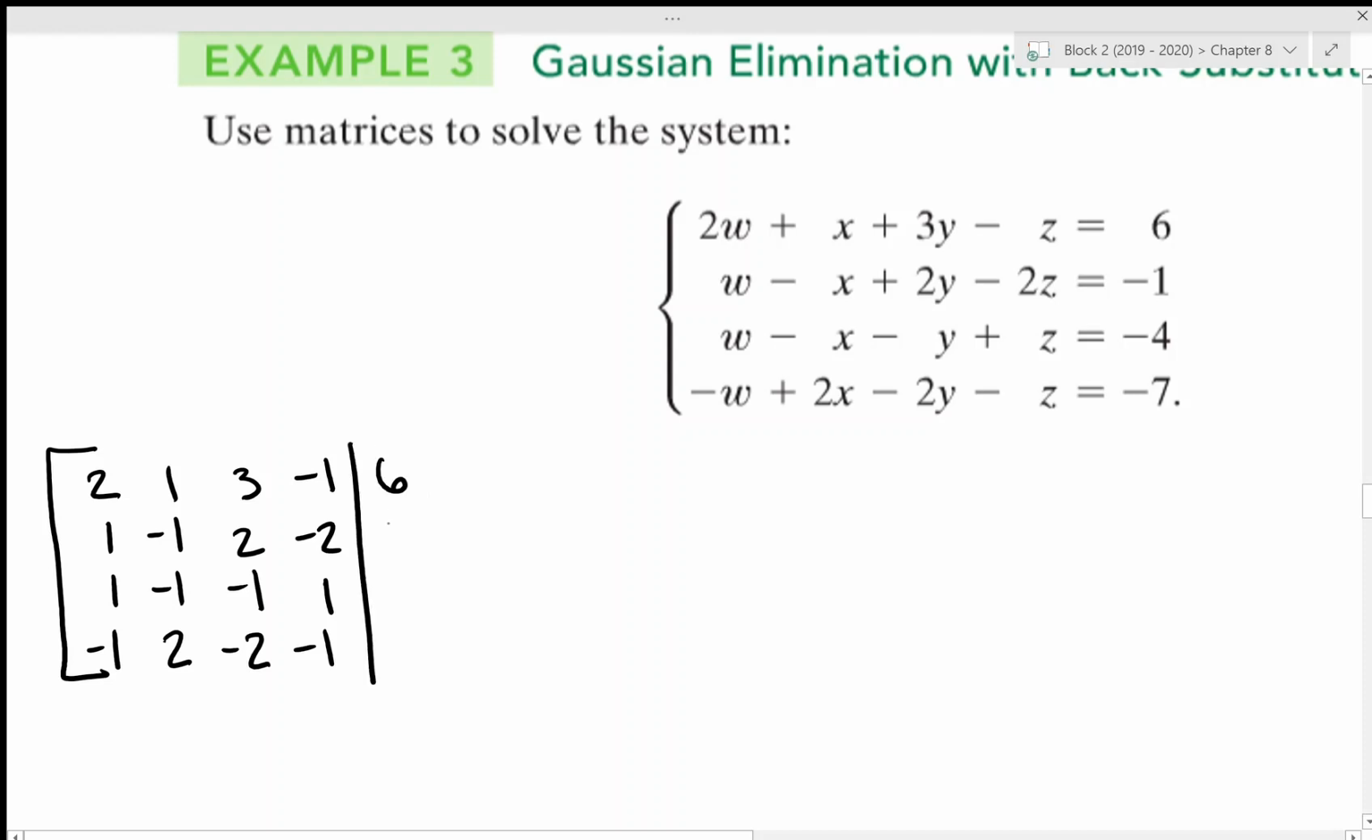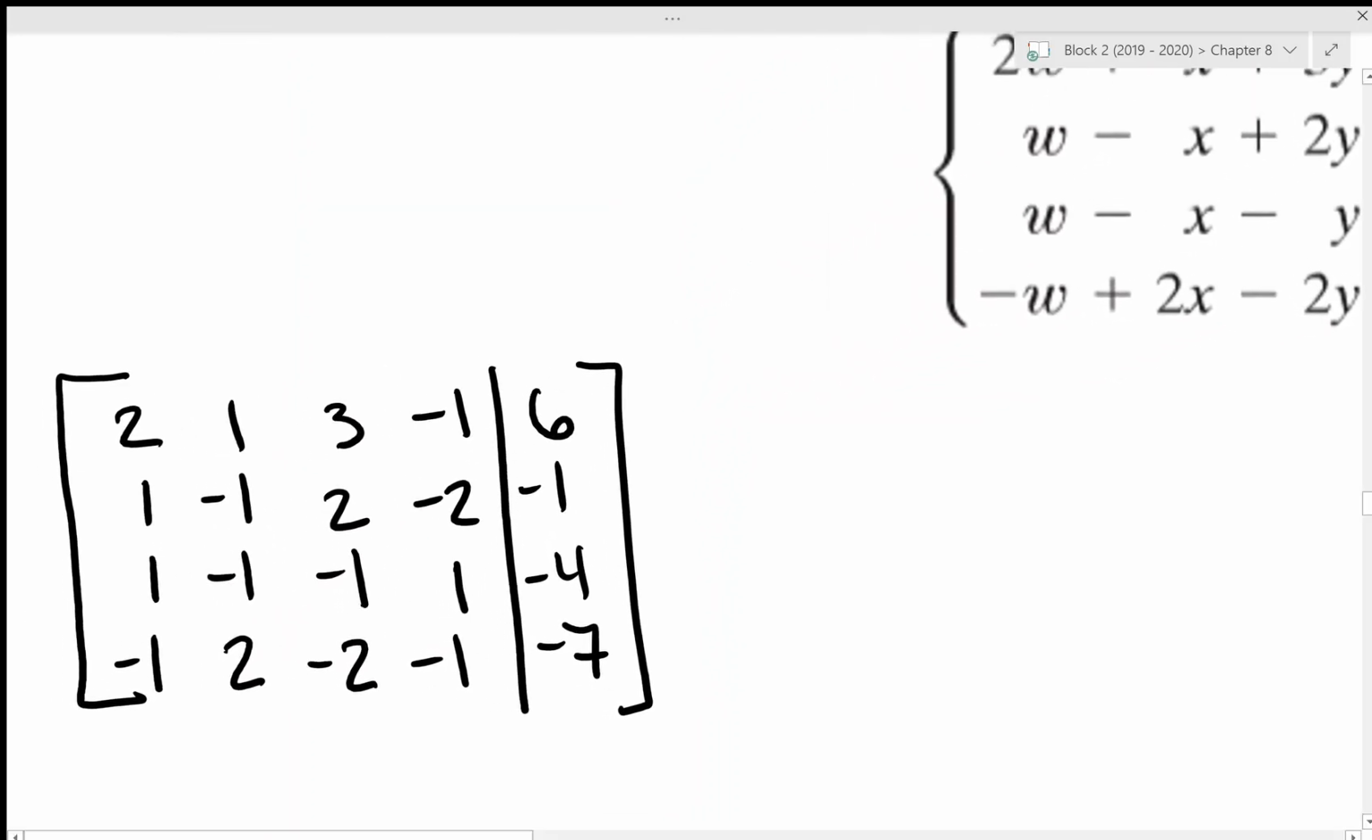And then I have 6, negative 1, negative 4, negative 7. So, first things first, we want to get a 1 in the top corner. You can either switch rows 1 and 2 or rows 1 and 3. Technically, you could switch rows 1 and 4, but what you'd have to do to row 4 is multiply it by negative 1. But why do all that extra work? So, I'm just going to start with row 1, swap with row 2.